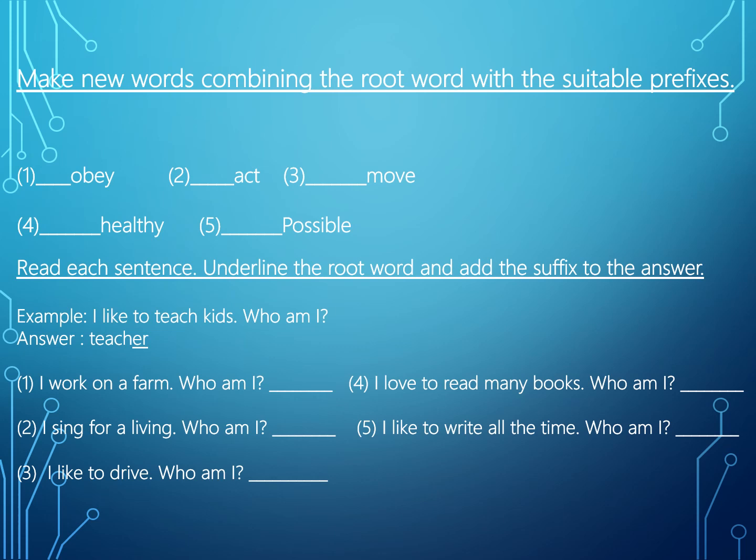I work on a farm. Who am I? I sing for a living. Who am I? I like to drive. Who am I? I love to read many books. Who am I? I like to write all the time. Who am I? So children, please once again go through it and complete the given worksheet.